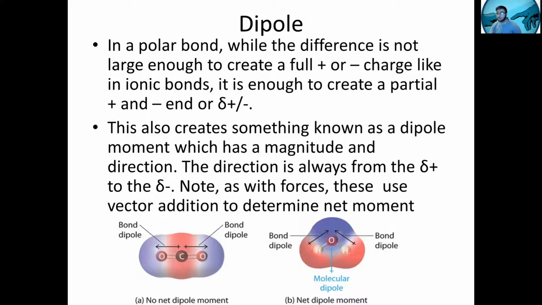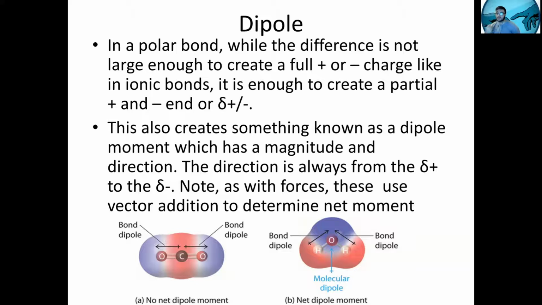So in a polar bond, the difference is not large enough to create a full positive or negative charge like in ionic bonds. Like in NaCl, you have a full positive and a full negative: the Cl is fully negative, the sodium is fully positive. In a polar bond, the difference in electronegativity is enough to create a partial positive and a partial negative, which is denoted using this Greek symbol. It also creates something known as a dipole moment, which has a magnitude and direction. Going back to physics, if you remember force vectors, this is essentially a vector. The direction is always from the positive to the negative.